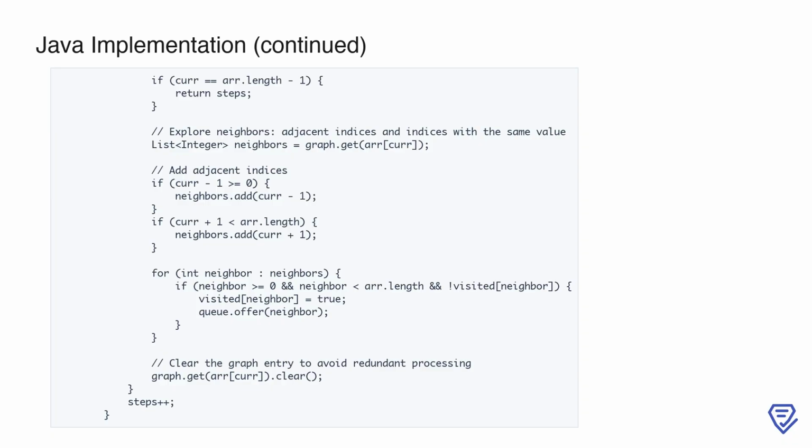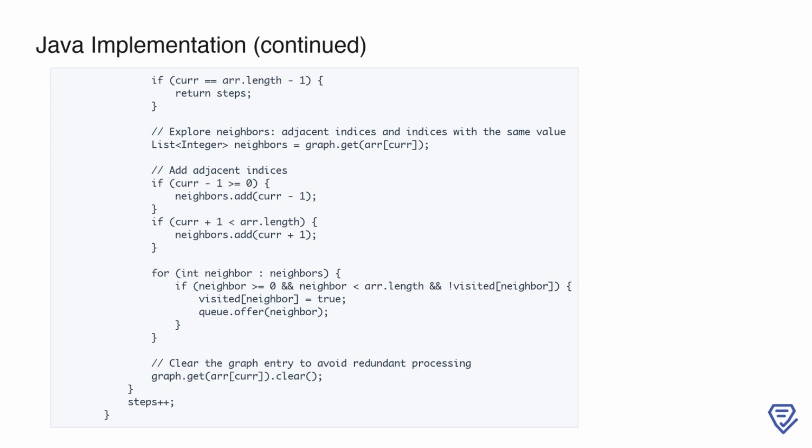We loop through all the neighbors and add any unvisited indices to the queue. These indices are marked as visited to prevent revisiting them. After processing the neighbors, we clear the entry in the graph for the current value to avoid redundant checks in the future.